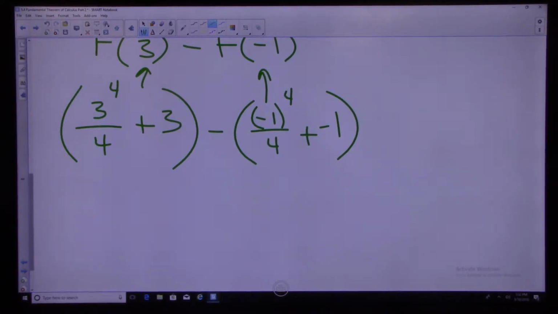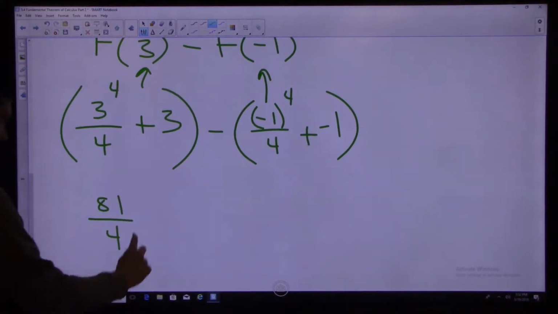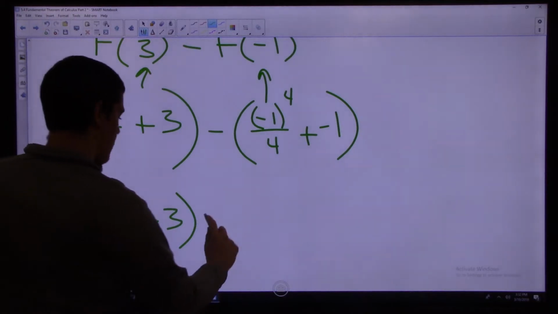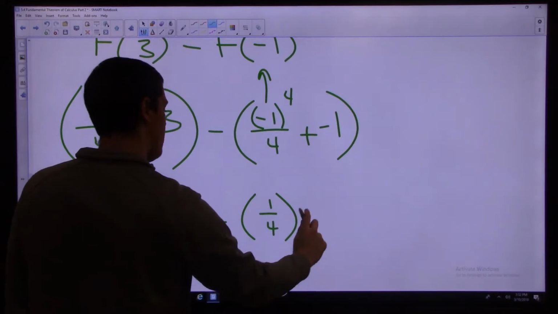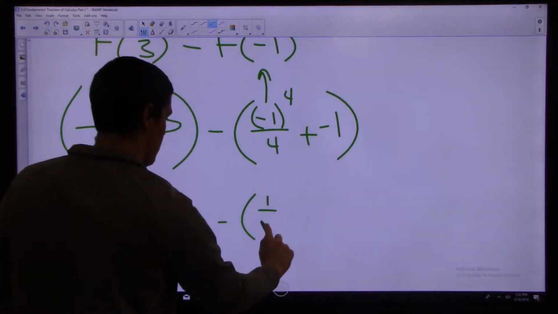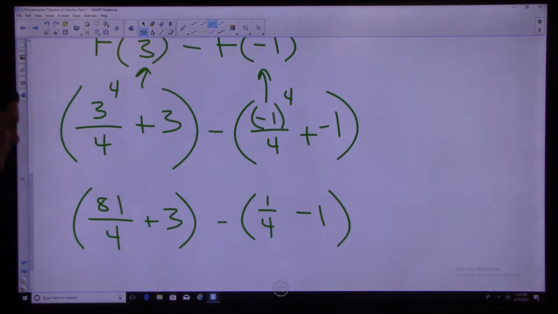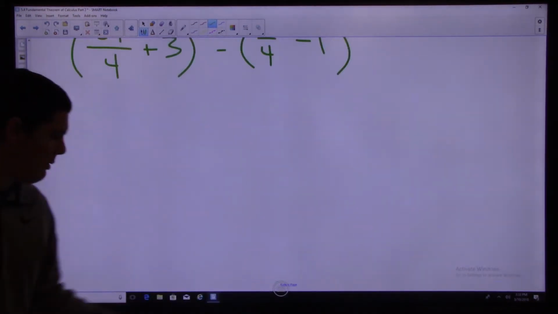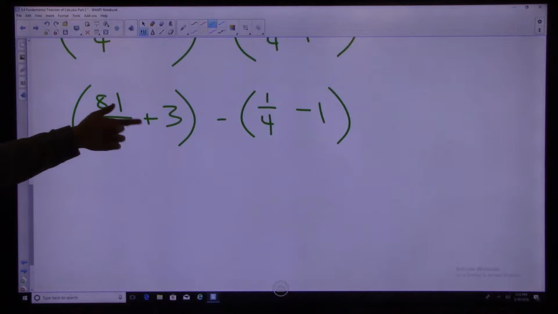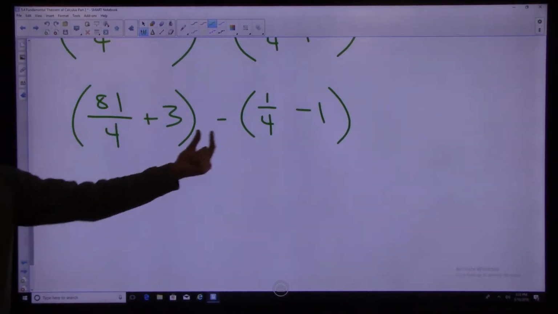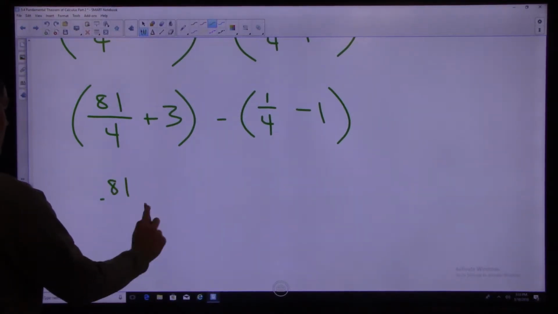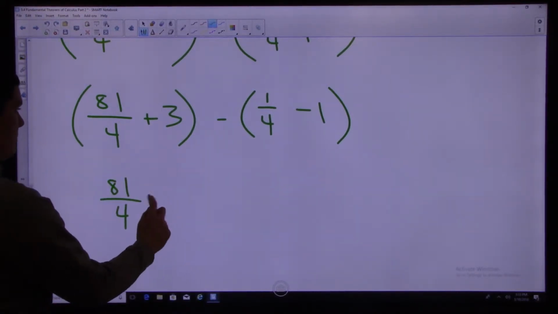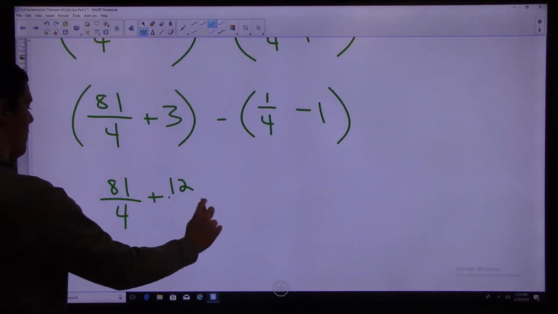We've got 3 to the 4th, which, if you type that in your calculator, is going to be 81, plus 3, minus, -1 to the 4th is positive 1/4. We still have this -1. Now what I would do, I would just leave it as fractions, guys. How do we add fractions? Well, we've got to get the same denominator. So this one's over 4. It would be nice if we could put that over 4. So 3 is the same thing as, that's right, 12 over 4.